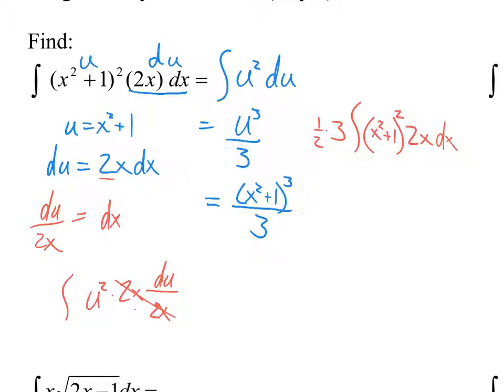Or if you don't like pulling the 3 out, if you left the 3 in and said, okay, I need a 2, I'll just multiply it by 2/3, and that means I have to multiply by a 3/2 on the outside. It's the same thing mathematically, but that's another way you could handle that.